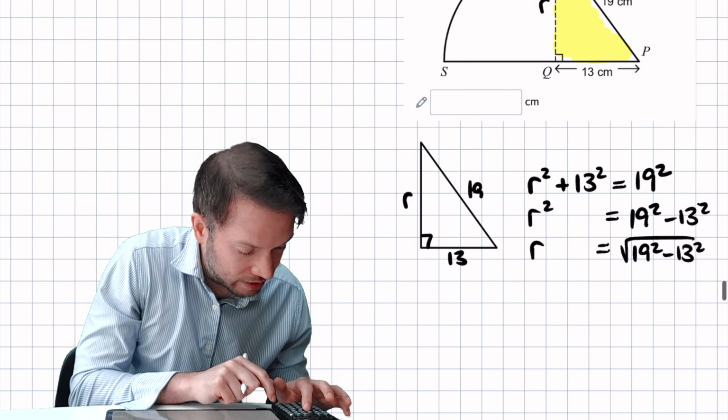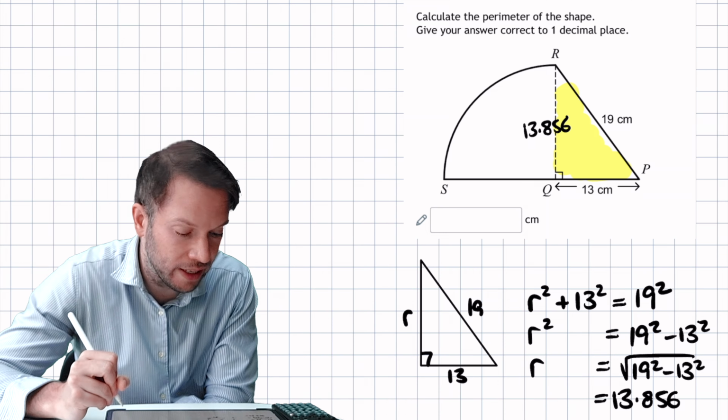Square root of 19 squared minus 13 squared. And that is equal to 13.856. Okay, right, we've got R, so let's just replace R with 13.856, and now we've got everything we need to find the remaining lengths.